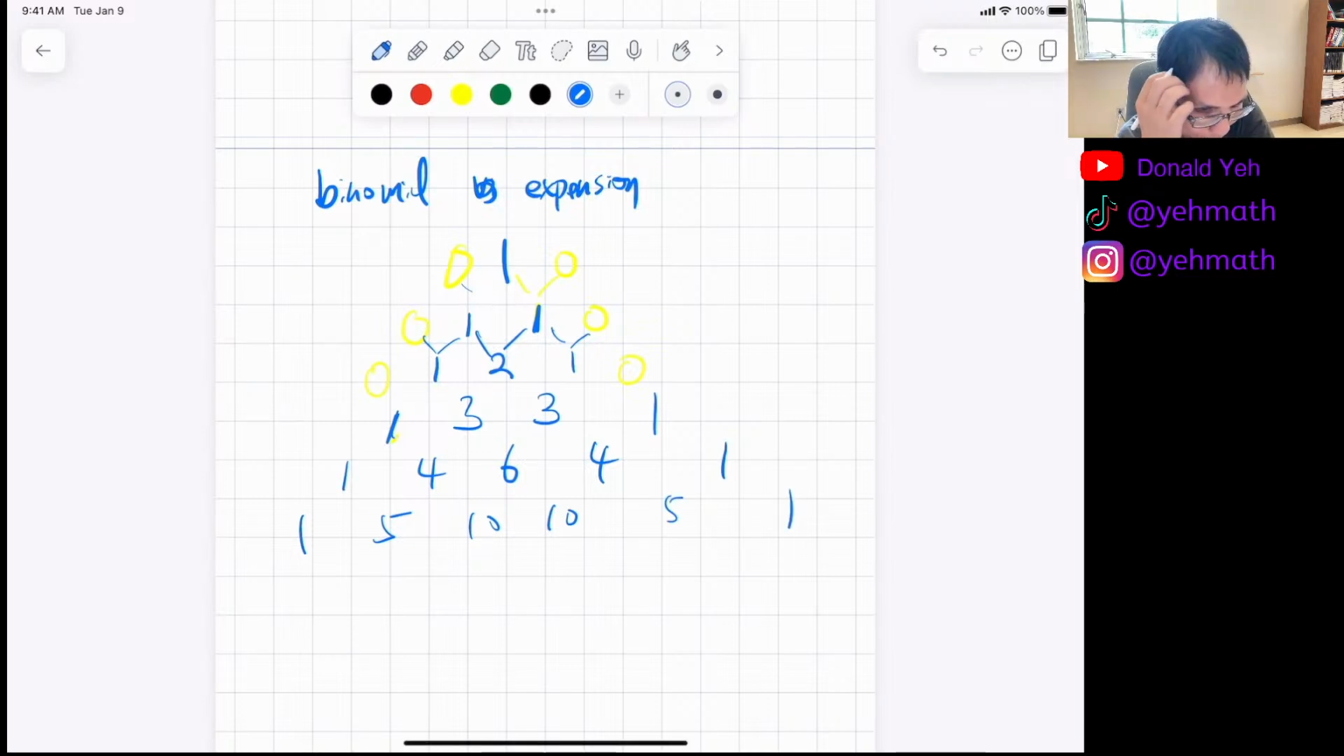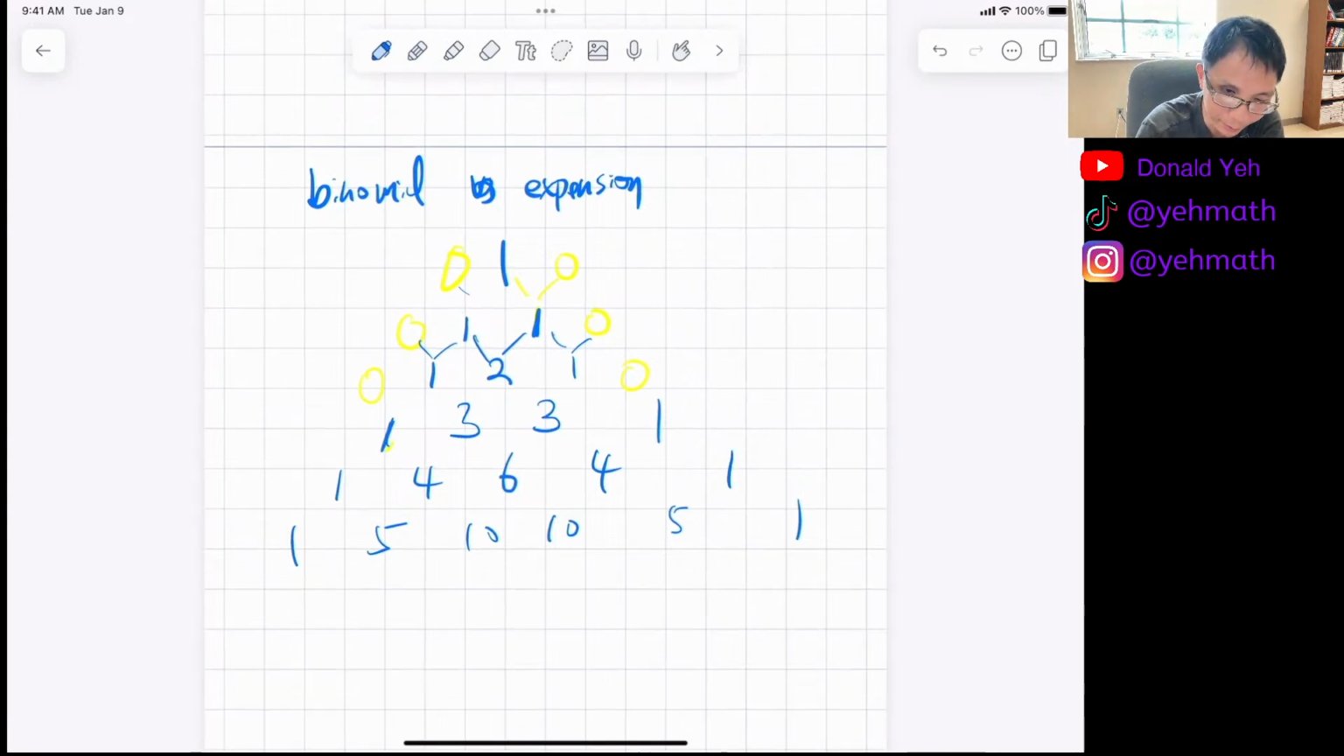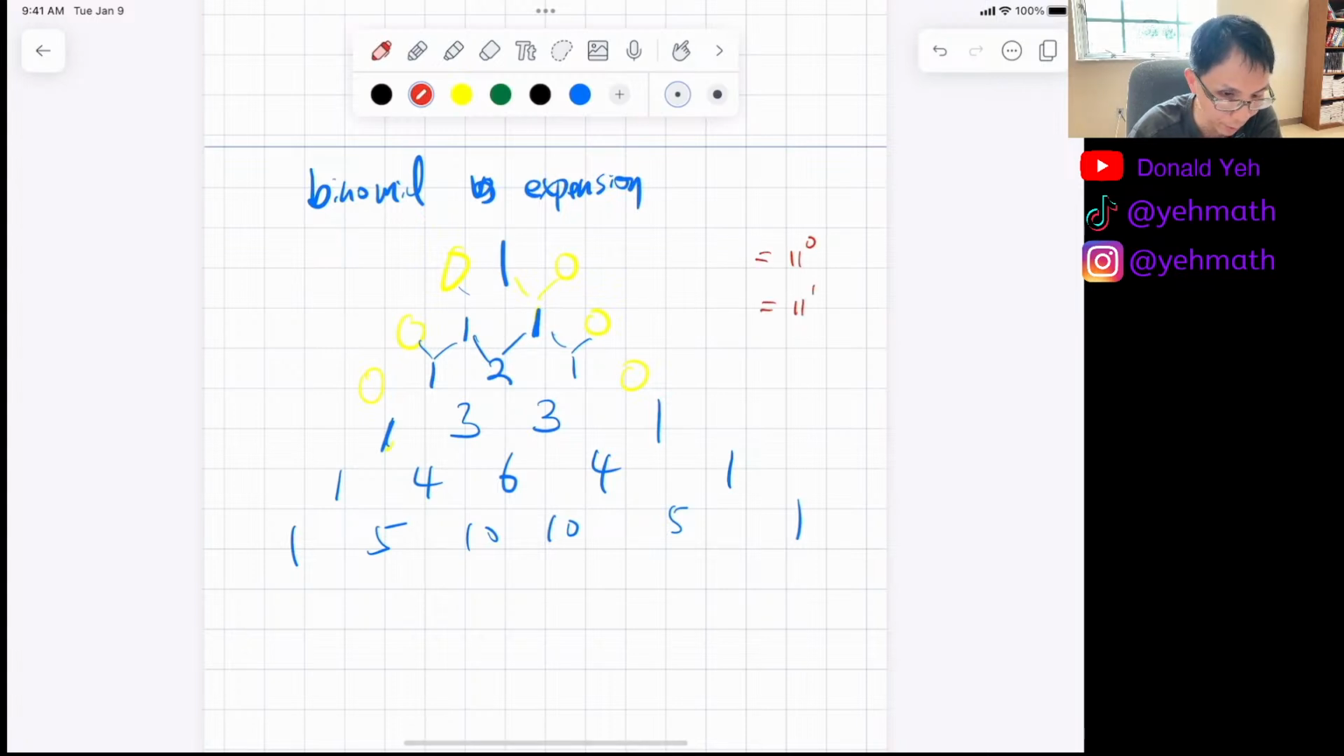So it turns out that there's a lot of special things about these numbers. If you look at the pattern, 11 to the 0 power is equal to 1. 11 to the first power is equal to 11. 11 to the second power is 121. 11 to the third power is 1331. The next one is 11 to the fourth power. It actually has a special pattern.